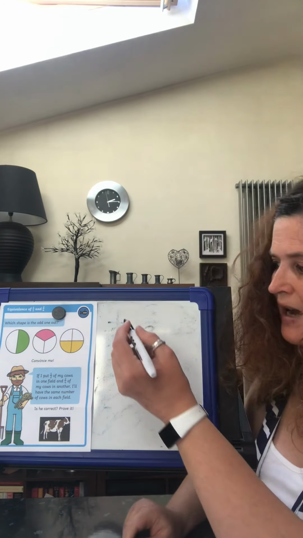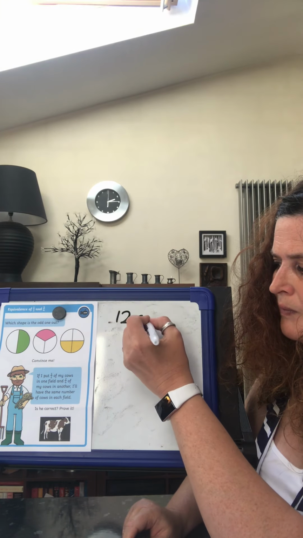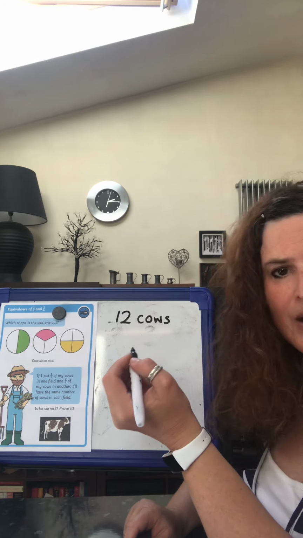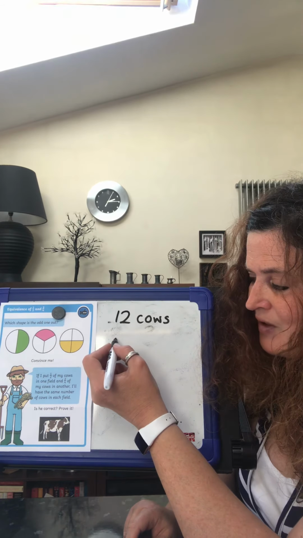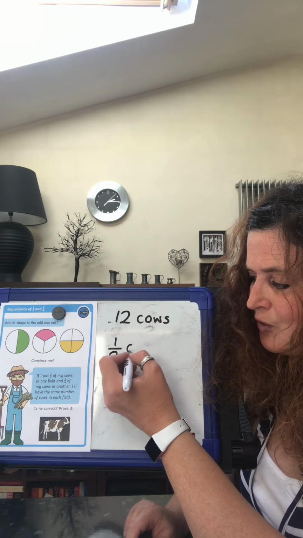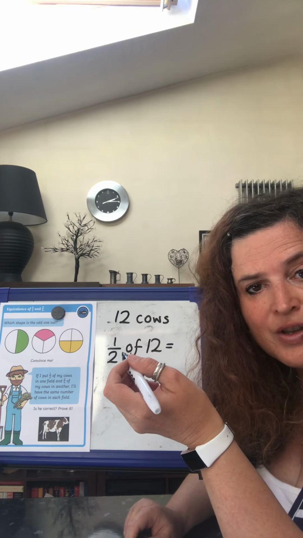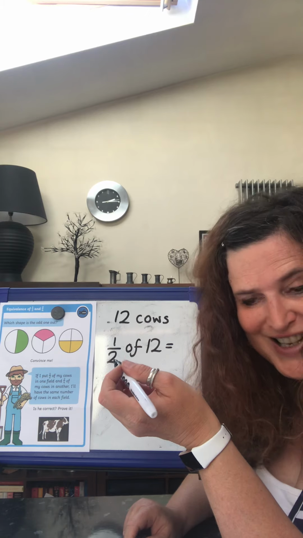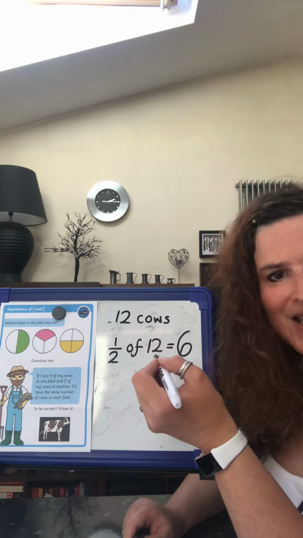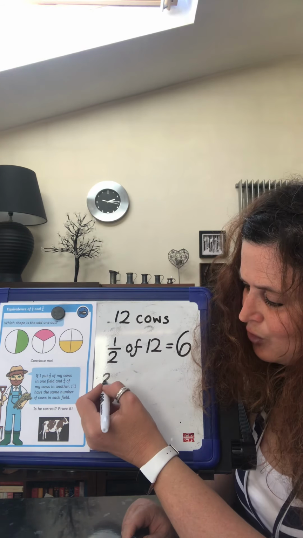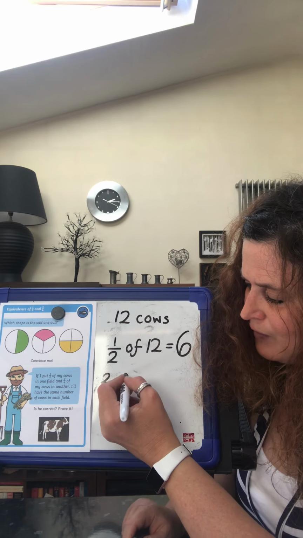Well, we could perhaps pretend there are 12 cows. So, doing the same thing, we could say, well, a half of the 12 cows, a half of 12, what do you think that makes? Yes, you're right, it's 6. Half of 12 is 6. Now 2/4 of 12.